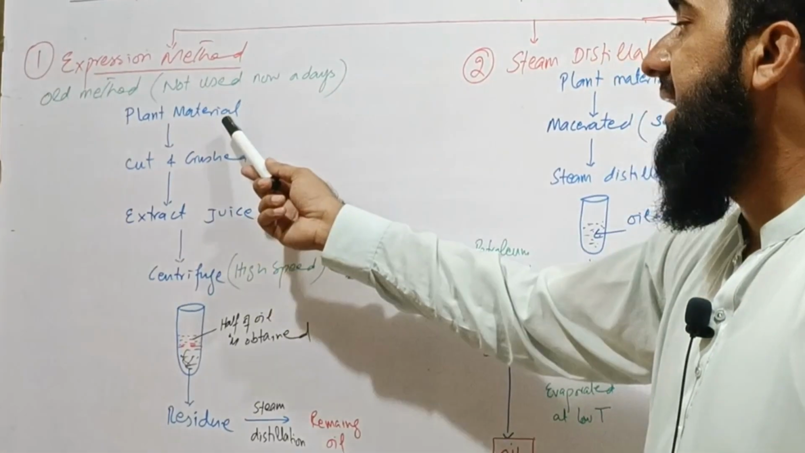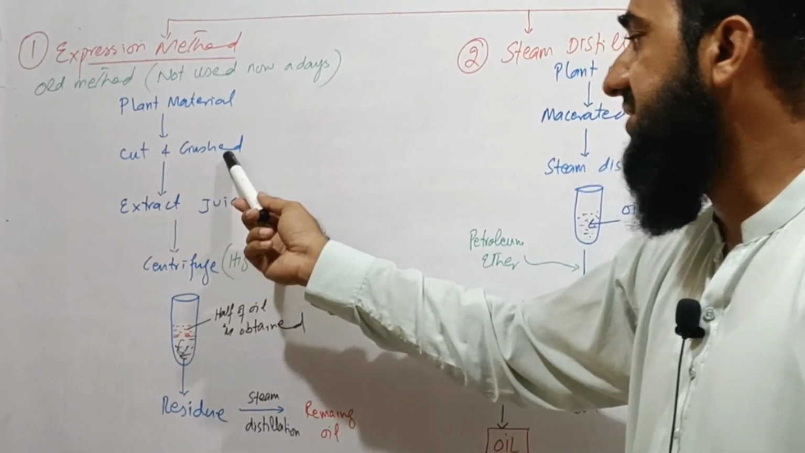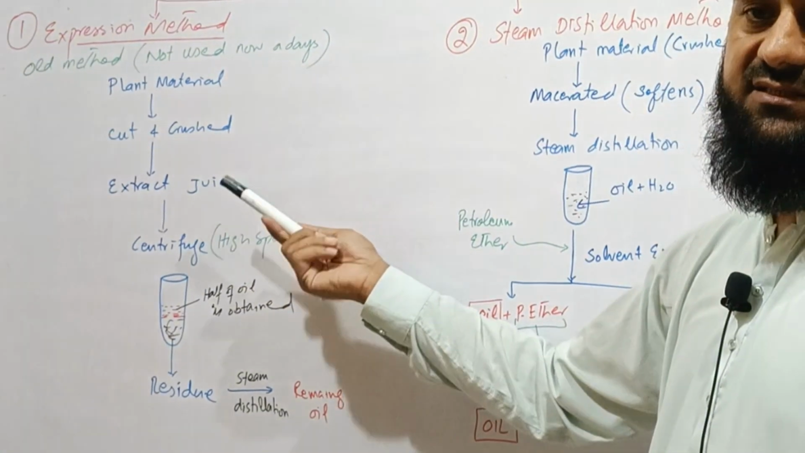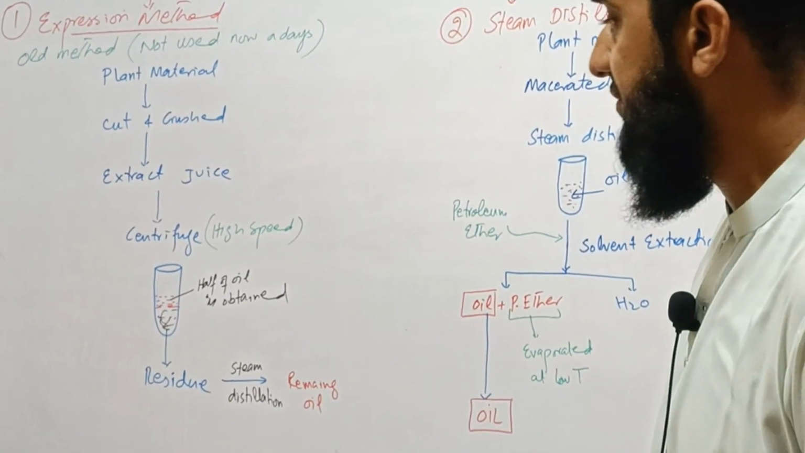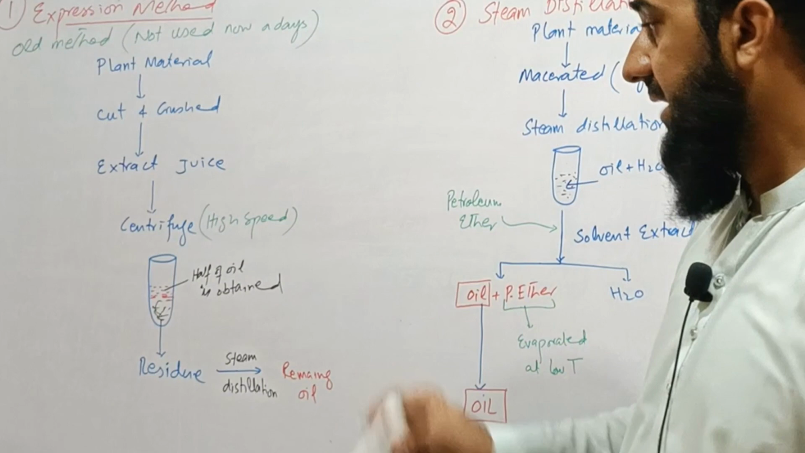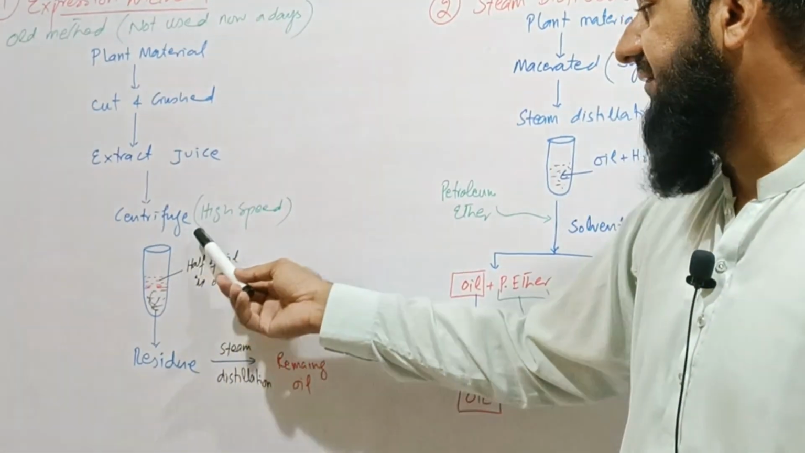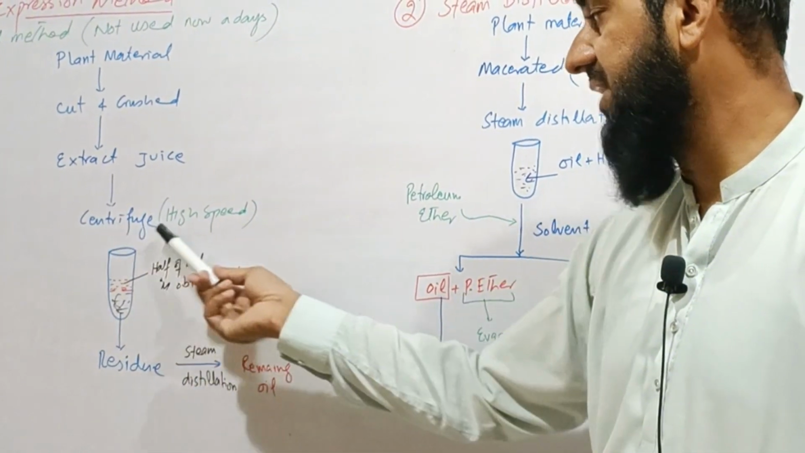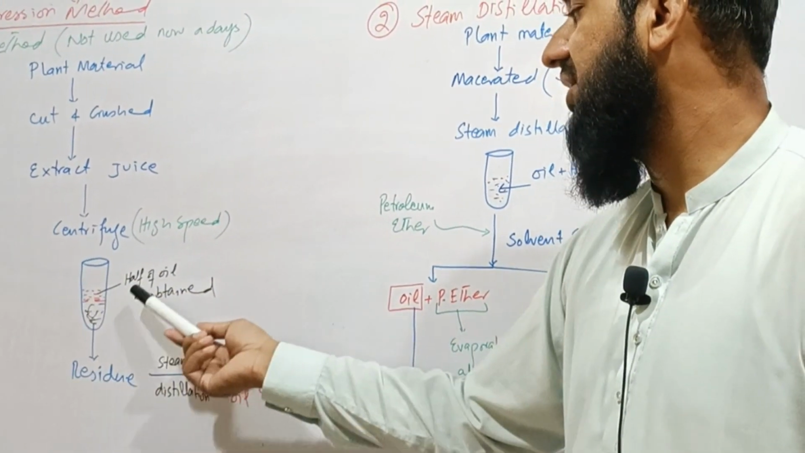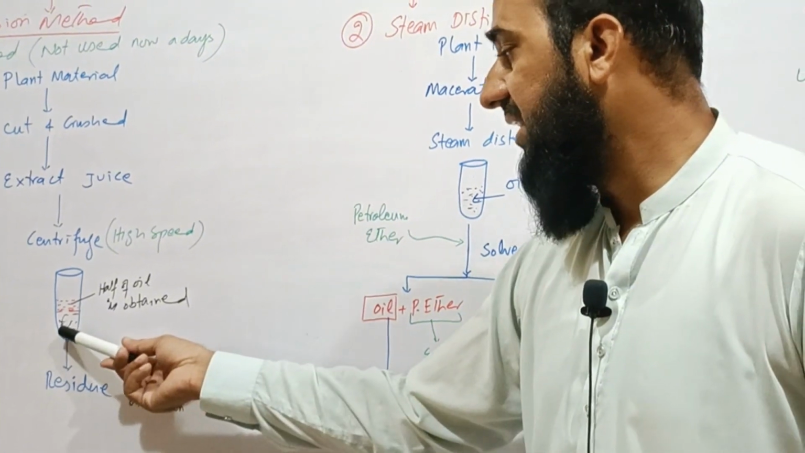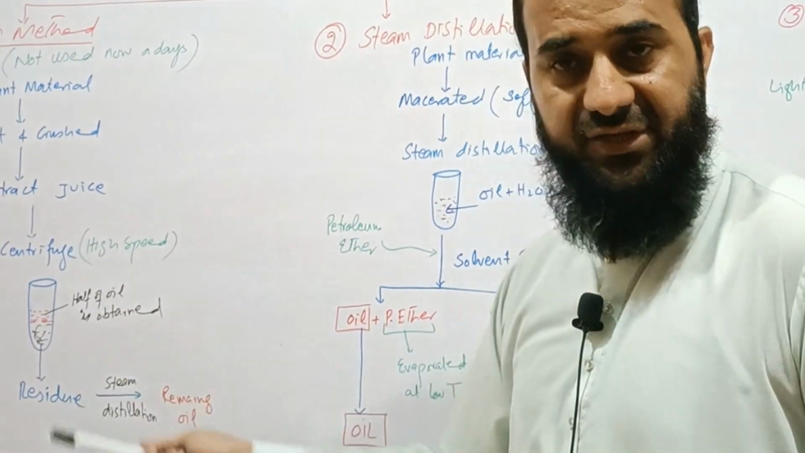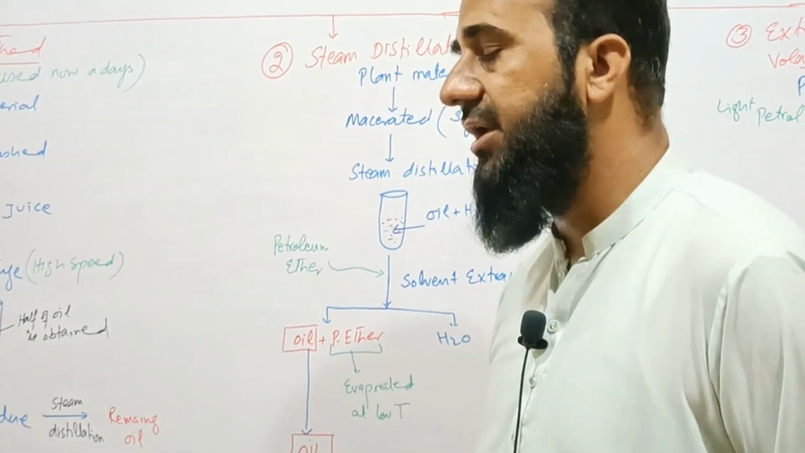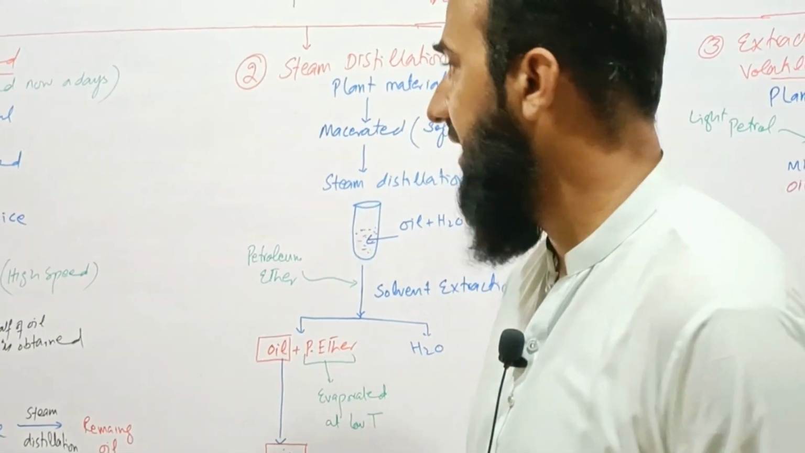Plant material is dried, then cut and crushed into small pieces, and juice is extracted as we extract the juice from the sugar cane, and this juice is centrifuged at high speed. Ultracentrifugation is done. Half of the oil is obtained while half is still present in the residue. So this residue undergoes steam distillation and the remaining oil is also obtained.